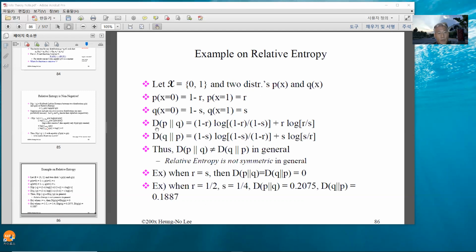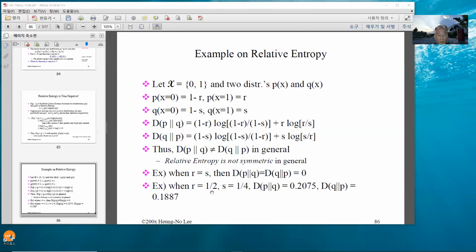Okay, so the relative entropy between P and Q is written this way according to the definition, which is different from the relative entropy between Q and P, which is this. So when you switch the order, the relative entropy for the two cases is not the same in general. So relative entropy is not symmetric in general. But when you set r equal to s, then obviously they are the same.